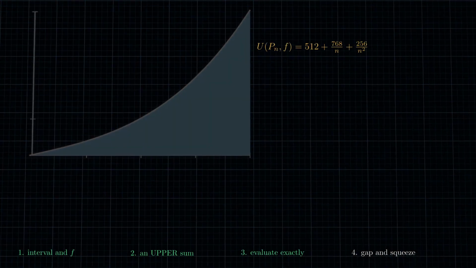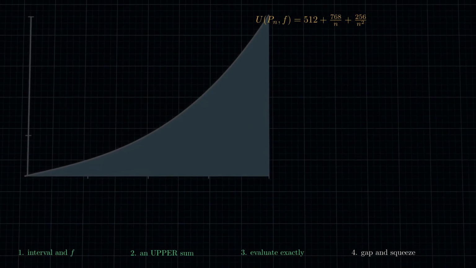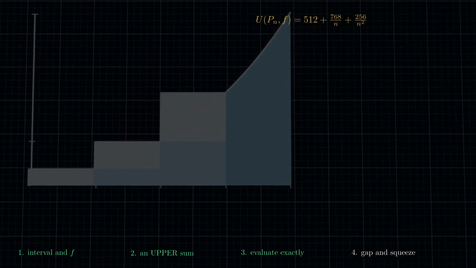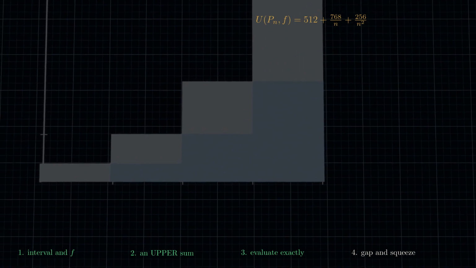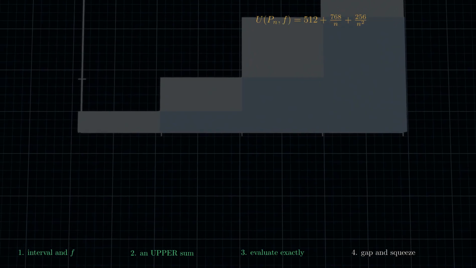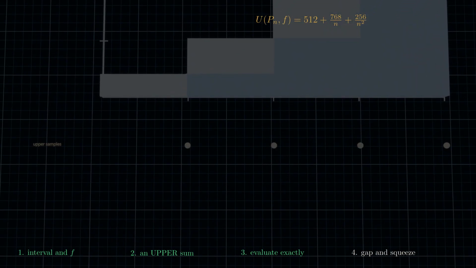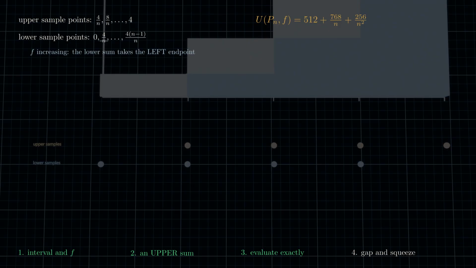Step 4. We have the upper sum. Now the lower sum, the gap, the squeeze. Because f is increasing, the lower sum takes left-hand endpoints. F at 4 times i minus 1 over n, times 4 over n. Compare the lists. The upper sum samples 4 over n, 8 over n, up to 4. The lower samples 0, 4 over n, up to 4 times n minus 1 over n.